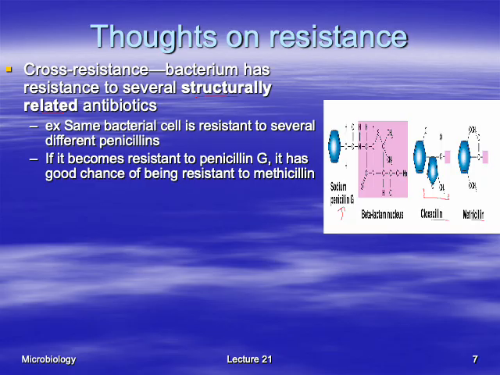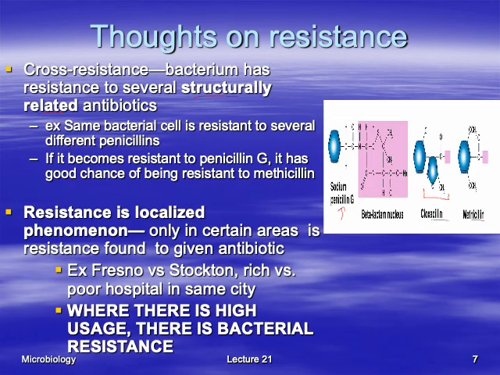Cross-resistance is a possibility. So if a bacterium is resistant to one member of the tetracycline family, it might be resistant to many members of the tetracycline family. If it's resistant to one macrolide, it might be resistant to many, many macrolides. So you got to keep that in mind. Okay.